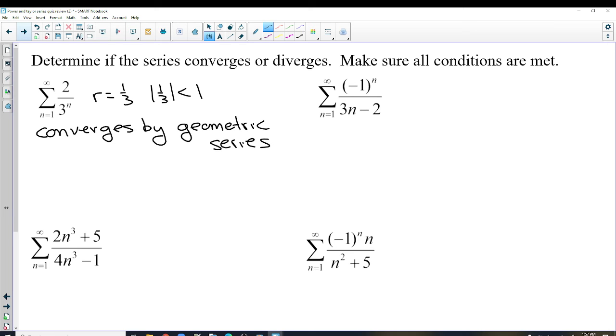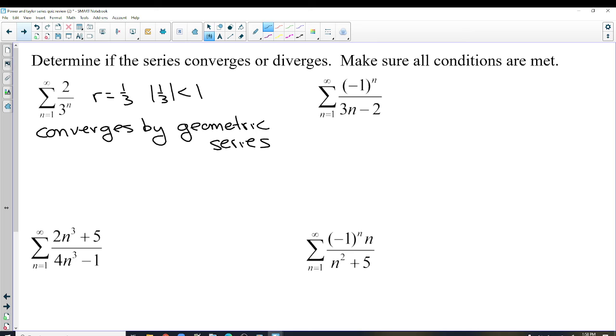The mistake I could see on this one is saying R is 2/3. But the 2 doesn't have the n with it. So the first term would be 2/3, and then the next term would be 2/9. Next term would be 2 over 27, and so on. So the R is 1/3, not 2/3 for this. If that said 2 to the n, now the R is 2/3. So be careful with something like that, I suppose.